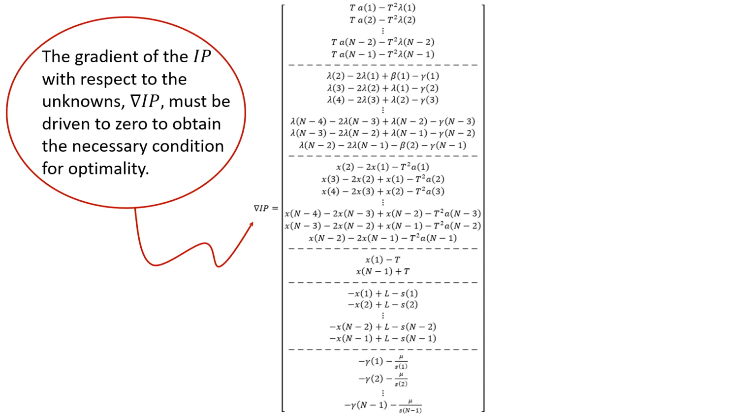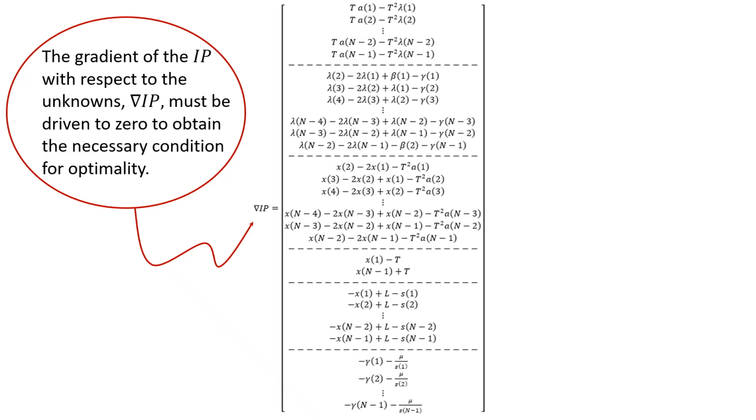The optimal solution is not found by driving the IP to 0, but by driving the gradient of the IP to 0. The gradient of the IP is found by taking the partial of the IP, which was one long equation, with respect to each of the unknowns.